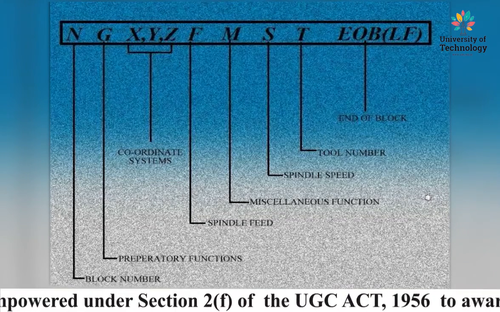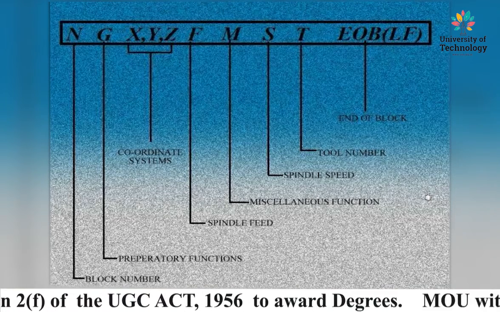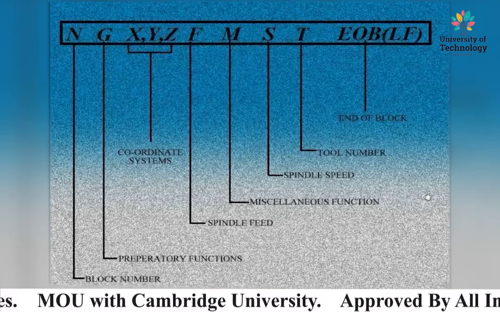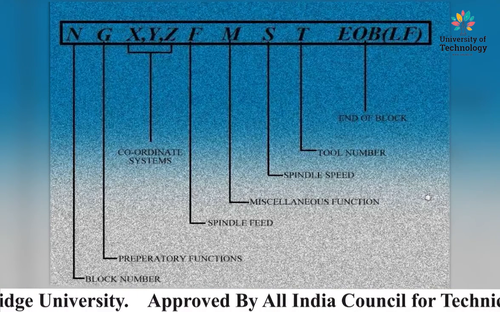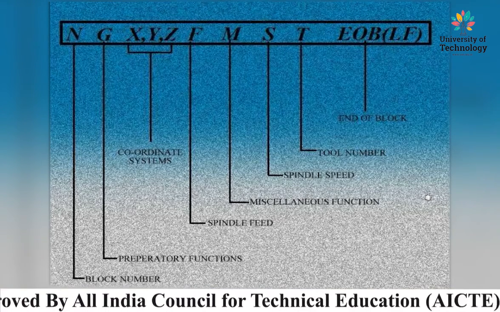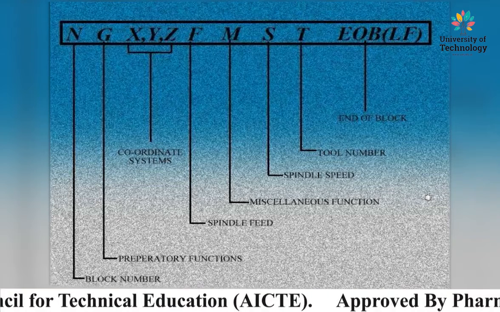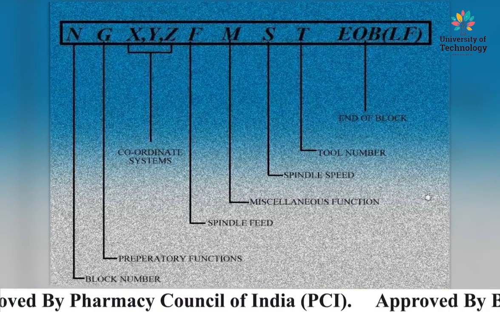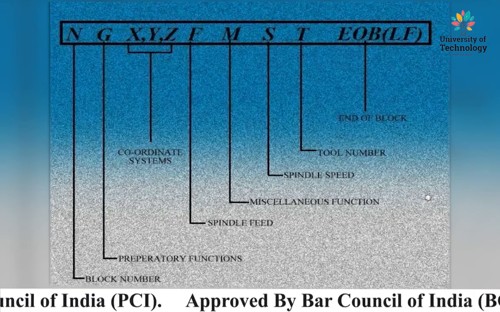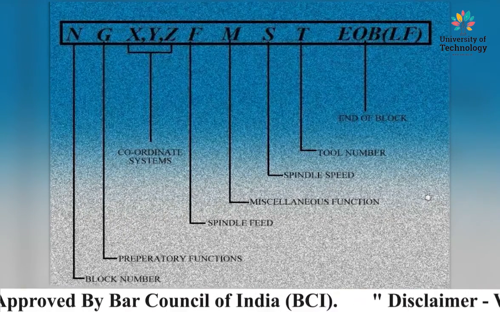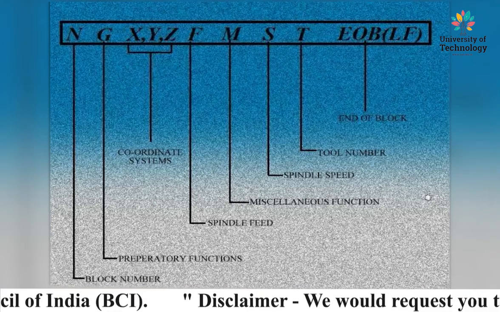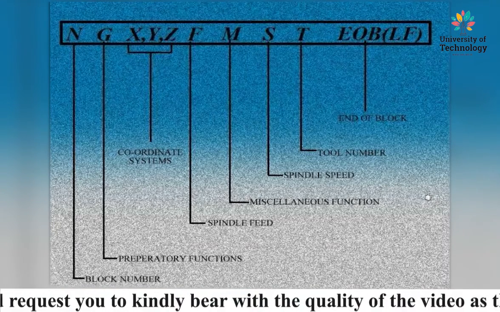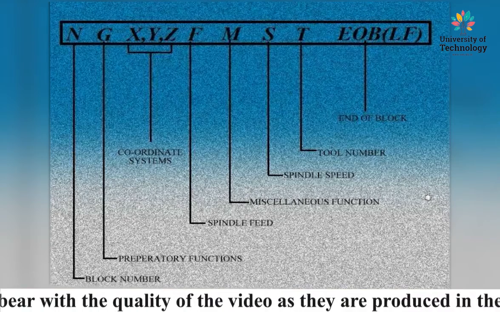In this slide we can see the basics of writing a part program. What is the sequence of the alphabets in a part program? Here the first letter is N, which denotes the block number or the line number. It can be N01, N10, N02, N20; any block number can be selected.